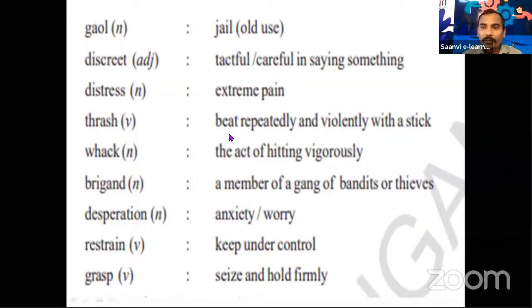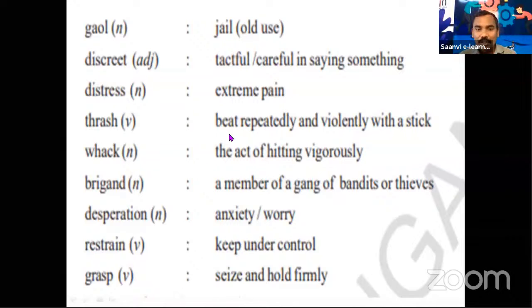Brigand. So you are all brigands, isn't it? A member of a gang of bandits or thieves. Bandits means thieves, a kind of thieves. They used to rob the travelers, especially.